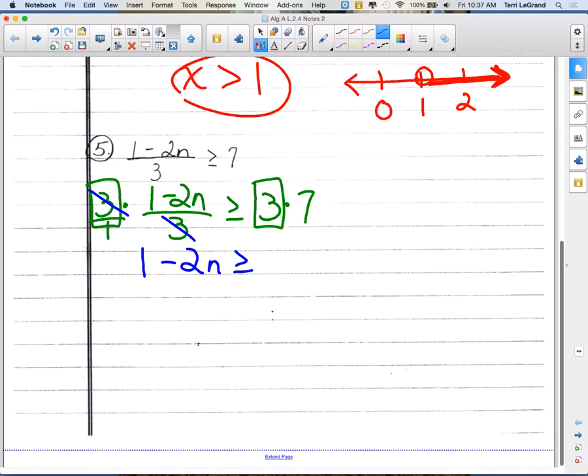Do we multiply by a negative? No, so we don't have to switch the symbol, do we? What's 3 times 7? 21. Okay.